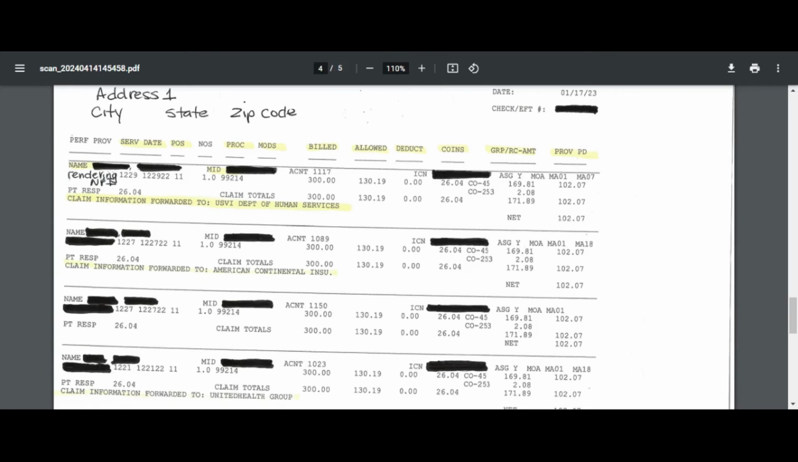If they know that a patient has a secondary insurance and they have that on file, they would cross it over to that secondary insurance. Medicare does not always do this. Let me just state that. They do not always do it.